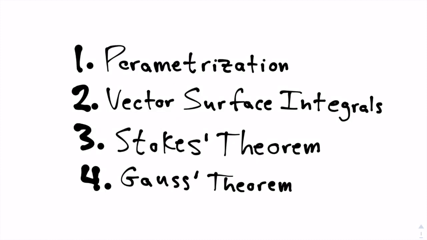In today's class, we are going to be going over 4 main topics. First, we're going to be going over how to parametrize a surface. Second, we're going to be talking about vector surface integrals. Third, we're going to be talking about Stokes' theorem. And finally, we're going to wrap the video off with a lesson on Gauss's theorem. So without further ado, let's jump right into today's lesson.